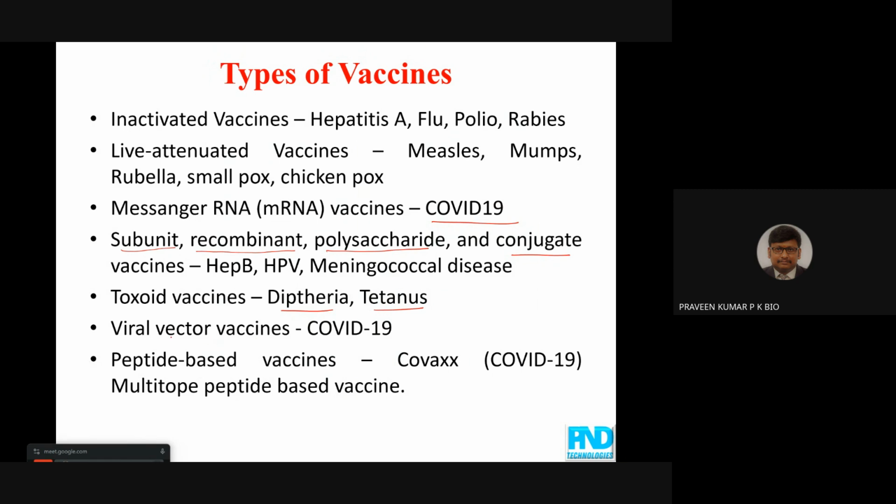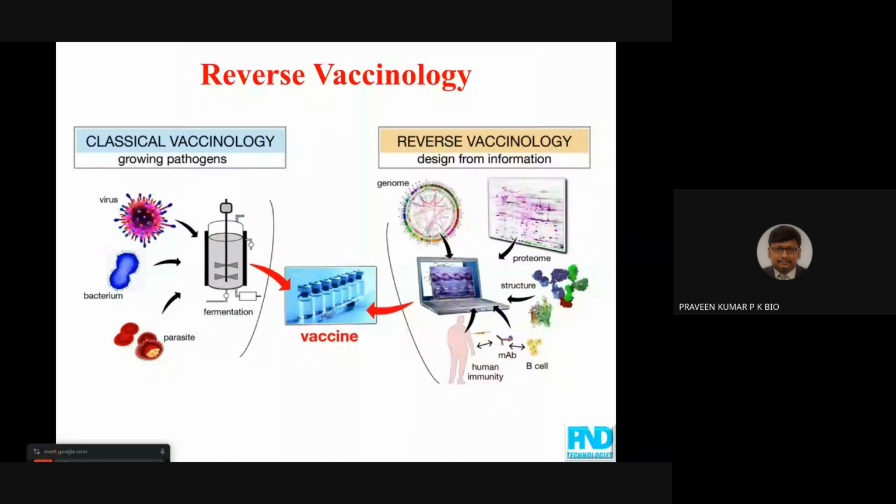And if you see viral vector vaccines, COVID-19 is the best example. We have adenovirus vectors and other types of vectors, but adenovirus vectors are popularly used for treatment of COVID-19 infection. Peptide based vaccines: the best example is COVAX. So, this is an example of a multi-tube peptide based vaccine. Okay. So, we will discuss more about this in a subsequent slide.